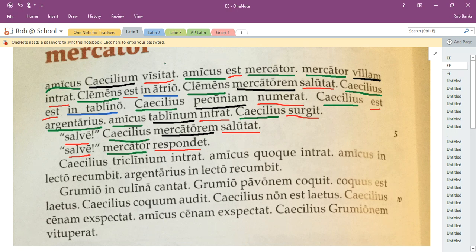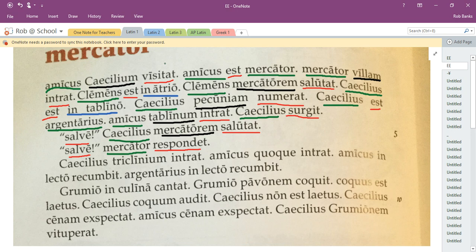Caecilius coquum audit. Caecilius audit. Caecilius hears coquum, the cook, right? So Caecilius, us, that's my second declension nominative. He's doing the hearing. Coquum, that's my second declension accusative. So he's the one being heard. So Caecilius hears the cook.